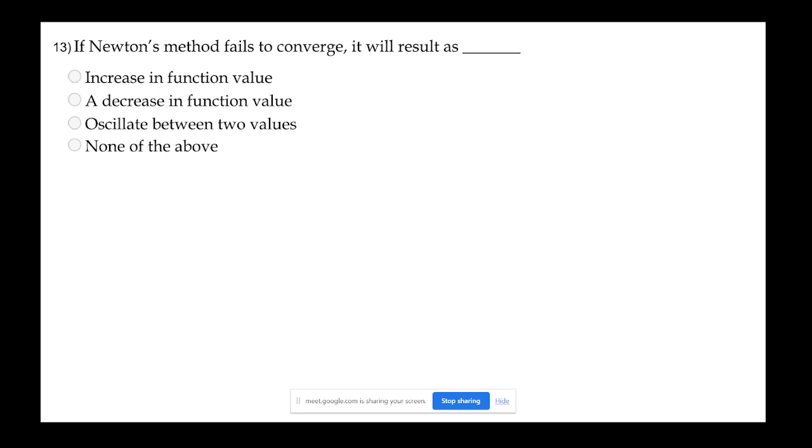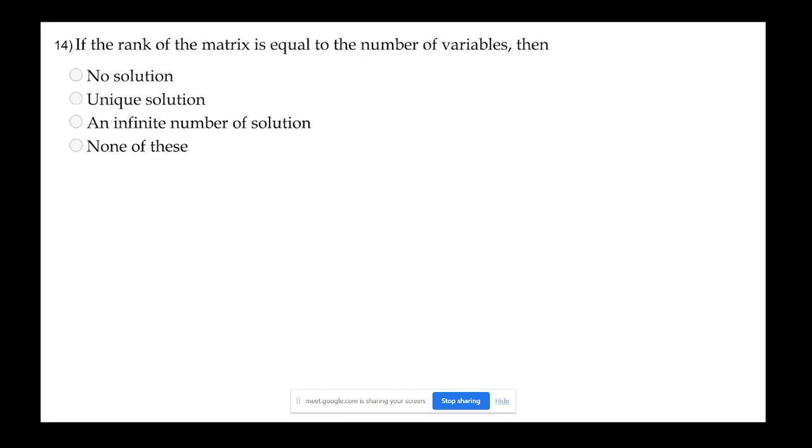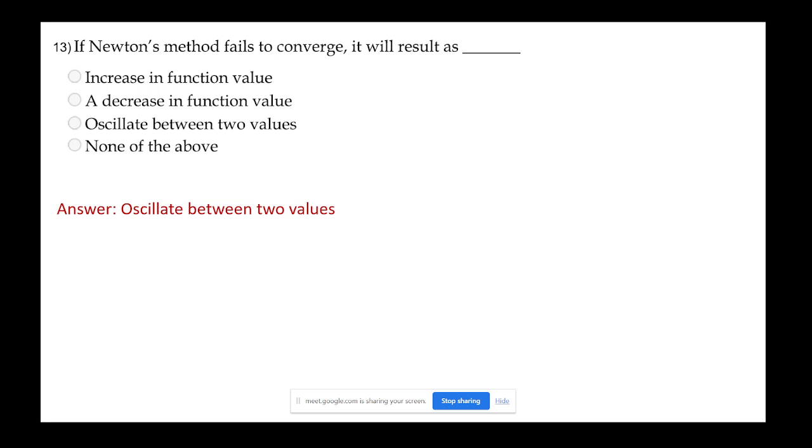Next question is, if Newton's method fails to converge, it will result as, so it will oscillate. Oscillate means it will give you a value within that range, and if you again reiterate within that range, the answer will be in that particular range only. So it will oscillate between two values.